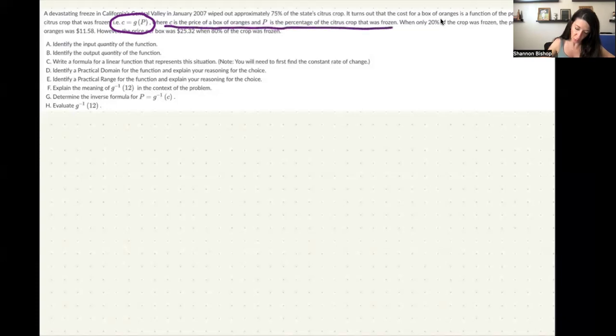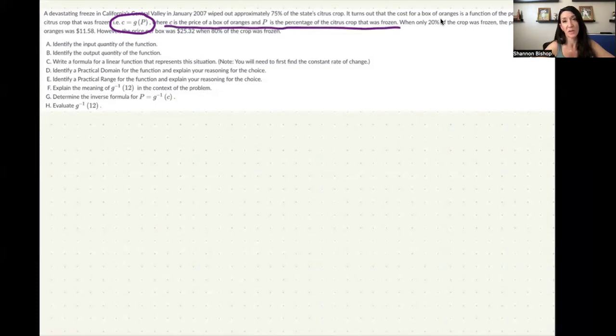And so what we have here is a hypothetical functional relationship between the cost of the citrus crop and the percentage that is indeed frozen. And that functional relationship is given by this notation right here, that C is a function of P. Cost of the citrus crop is a function of the percentage that was frozen. And you can see the variables being defined for you right here so that you know which is which.